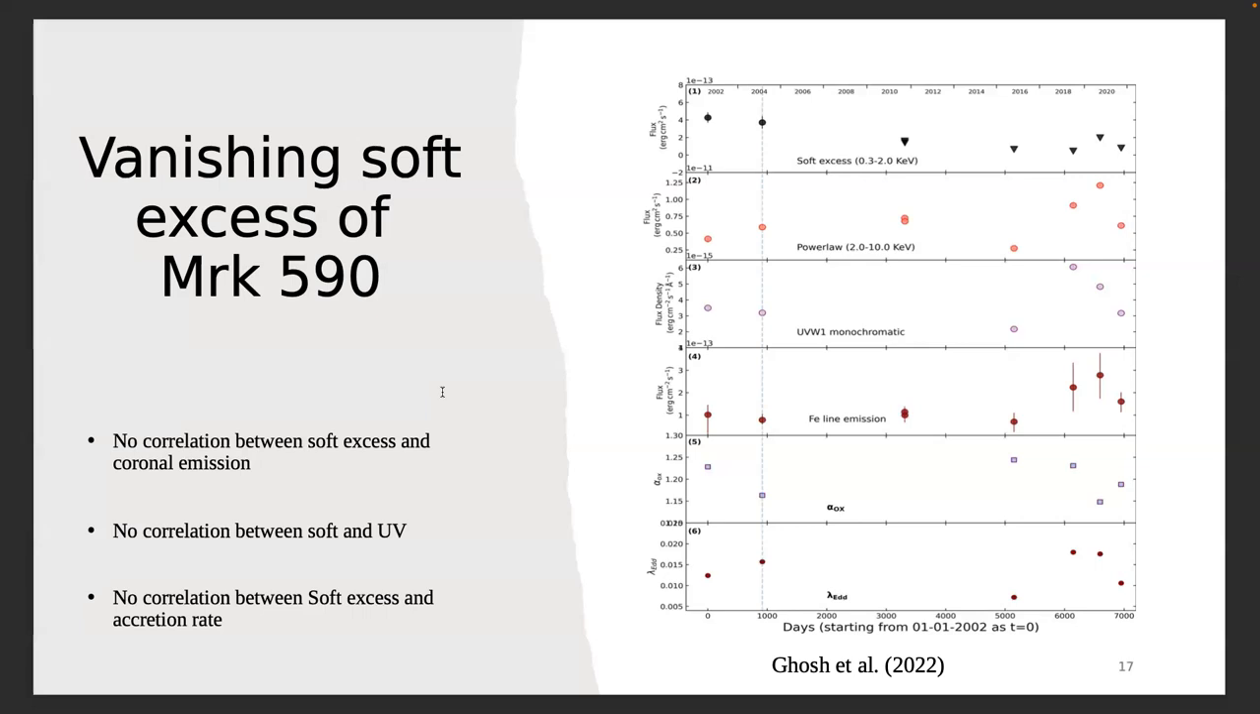But as you can see here, this is the power law flux, and this is the UV flux. The soft X-ray part is gone even when the UV and the hard X-ray flux are high. So this is a unique case where we don't know what is actually responsible for the origin of the soft X-ray emission.